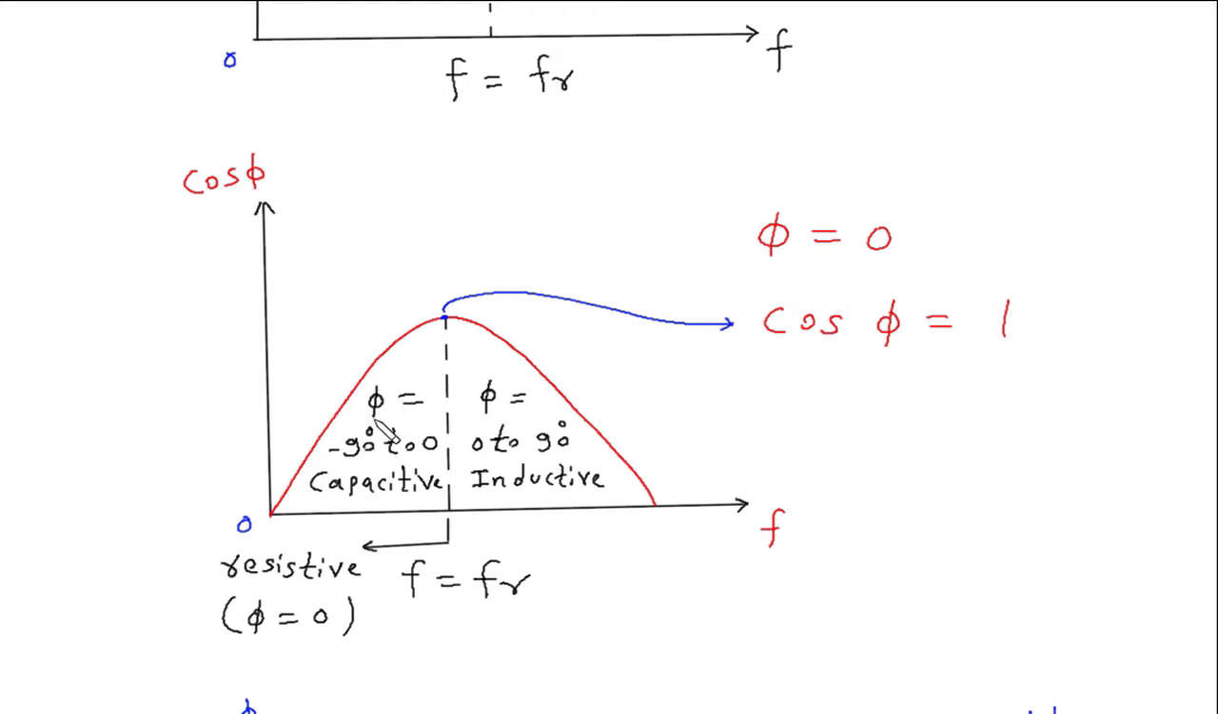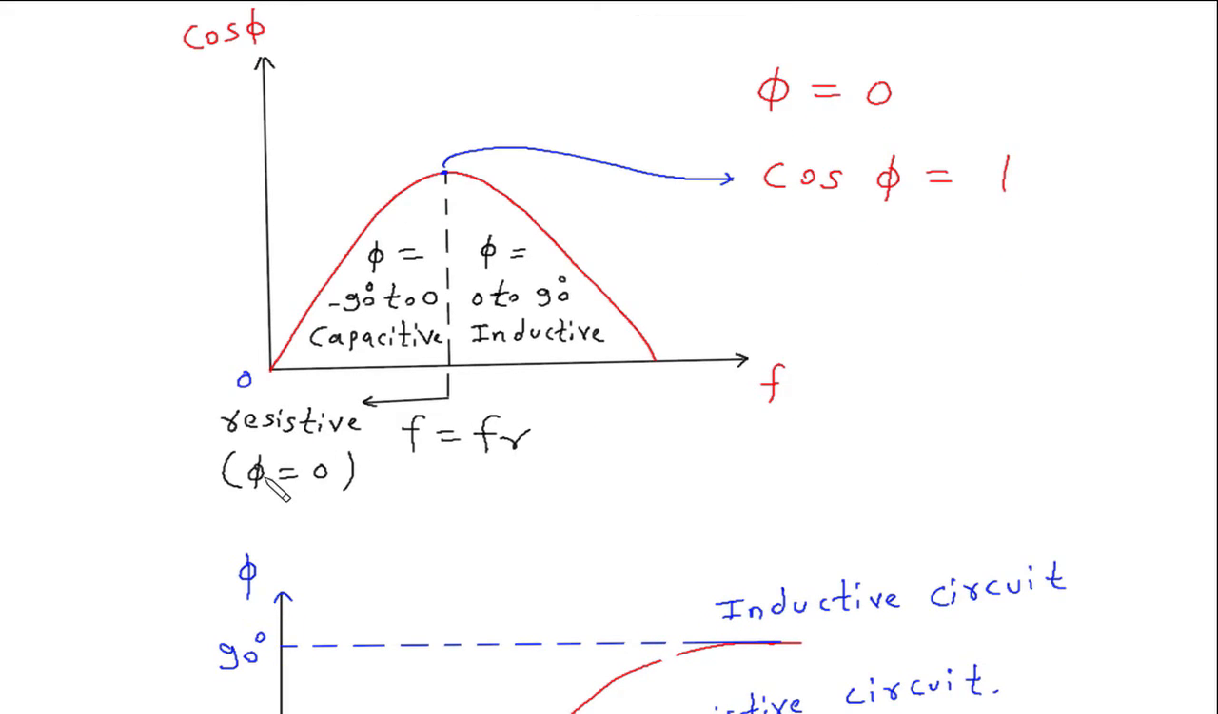And on the left side, this will be capacitive, and on the right side this will be inductive. And at this unity power factor this will be resistive. And here the angle phi will be between minus 90 degree to 0 degree. And here for inductive the angle phi will be from 0 to 90 degree.